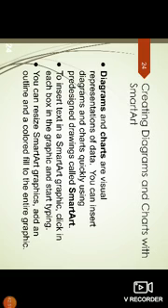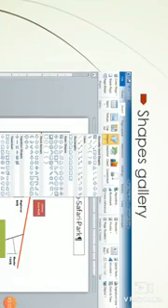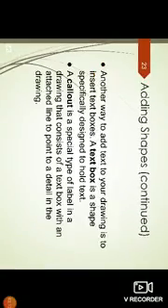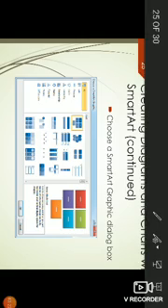To insert SmartArt, first we have to click on the insert tab and then click on SmartArt in the illustrations group. Now you will see the dialog box, named choose a SmartArt graphic. Here we have different options: list, process, cycle, hierarchy, relationship, matrix, pyramid, and picture. These are the different kinds of SmartArt. They are predefined.